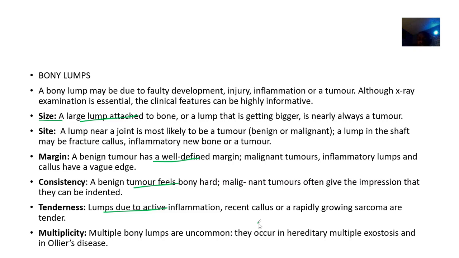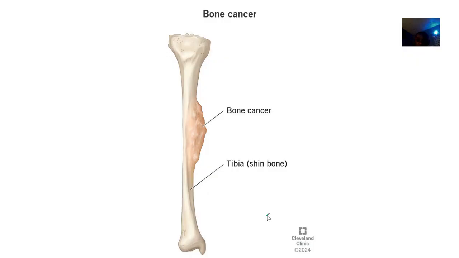So multiplicity. So you are seeing plenty of lumps, right? So that shows you that there are things like what? Hereditary multiple exostosis or Ollier's disease. Alright, so that is the bony lump that we've been talking about.